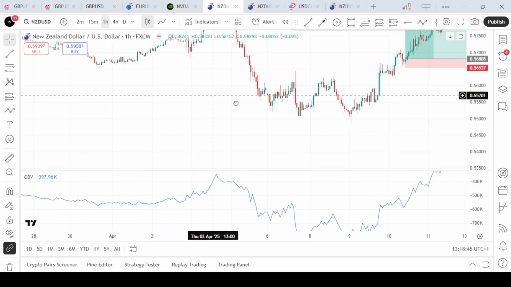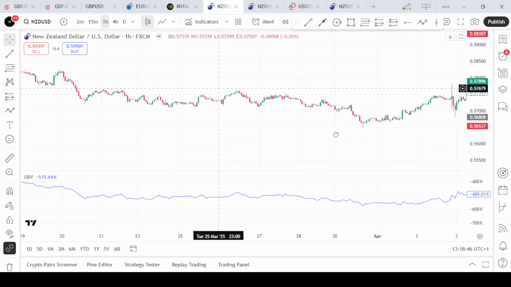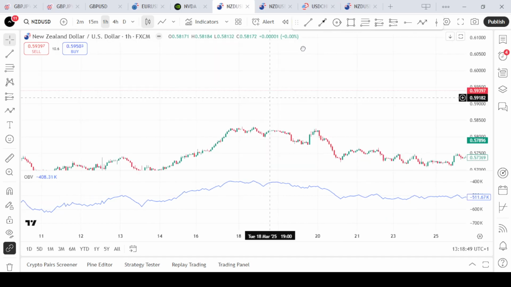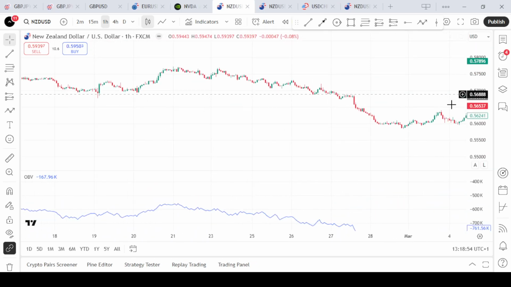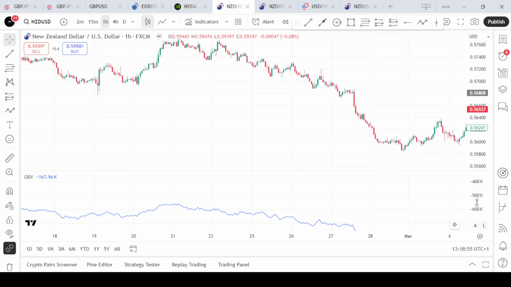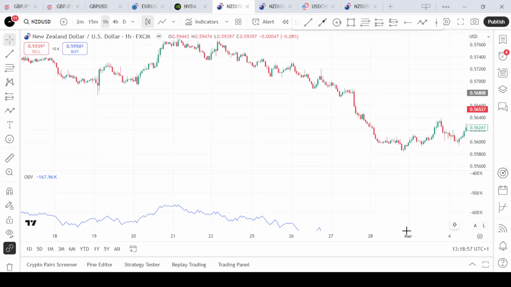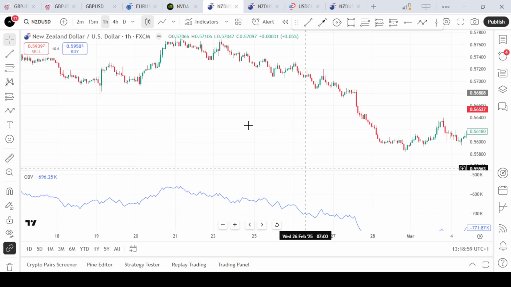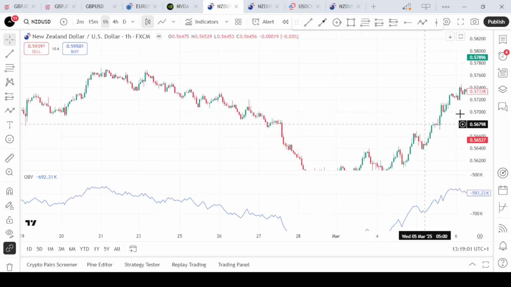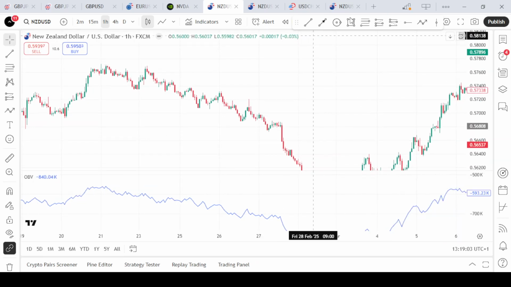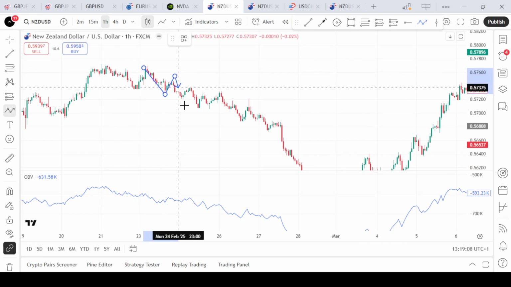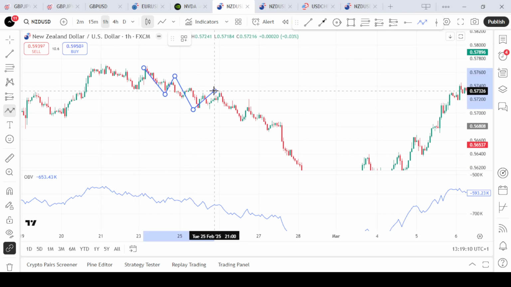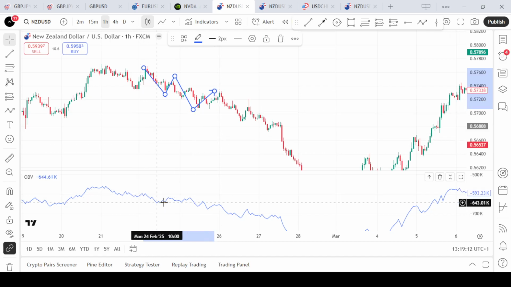Now, in a selling scenario, the reverse is the case. Still the same principle. All you need to make sure is that price is in correlation with the OBV direction. Let's say price is making a lower low in this area. As we can see, price is making a lower low, a lower high, a lower low, a lower high. You can see the OBV is following that same principle.